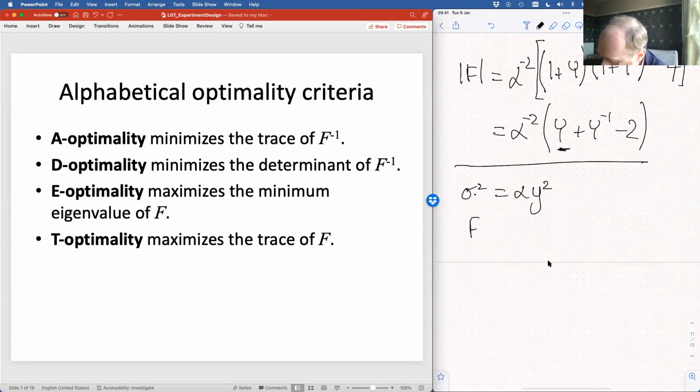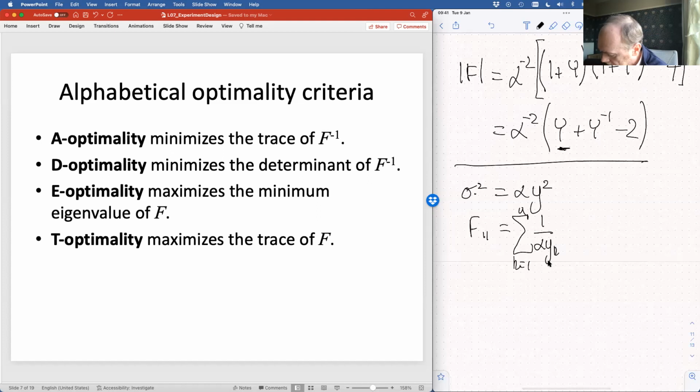So F11 then becomes the sum over k of 1 over, now we're going to have alpha yk squared for our sigma k squared term. G1k, of course, is yk, and we'll have the square of that for position 1, 1. So for position 1, 1, we end up with just the sum of 1 over alpha. Those yks all cancel each other.